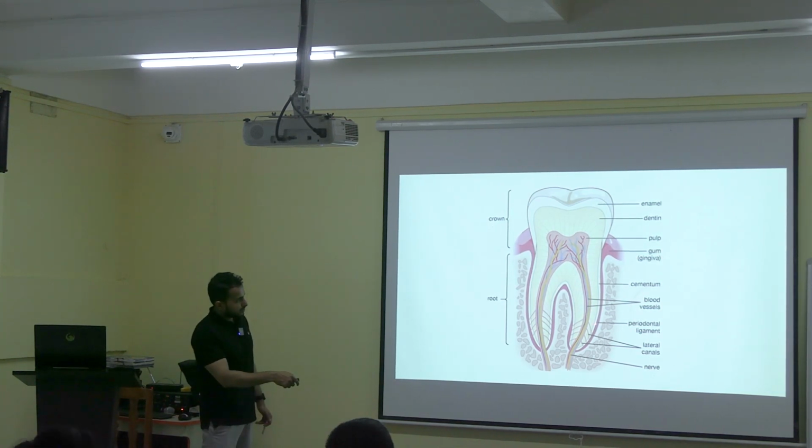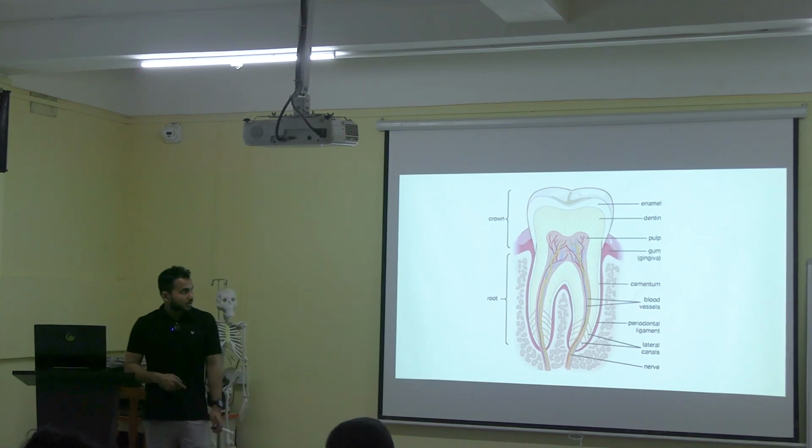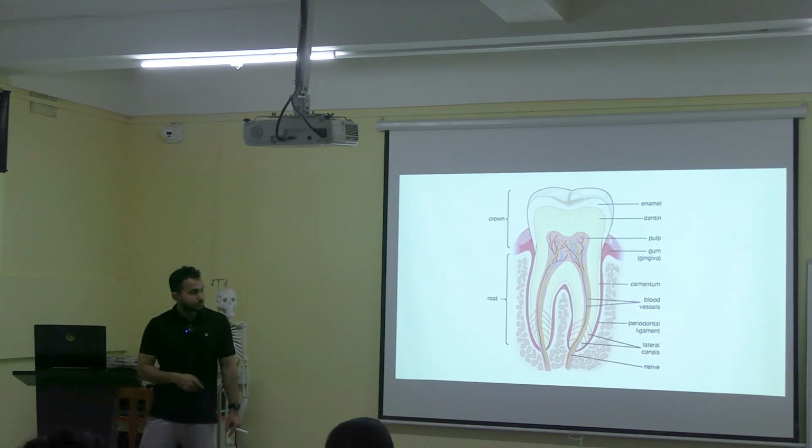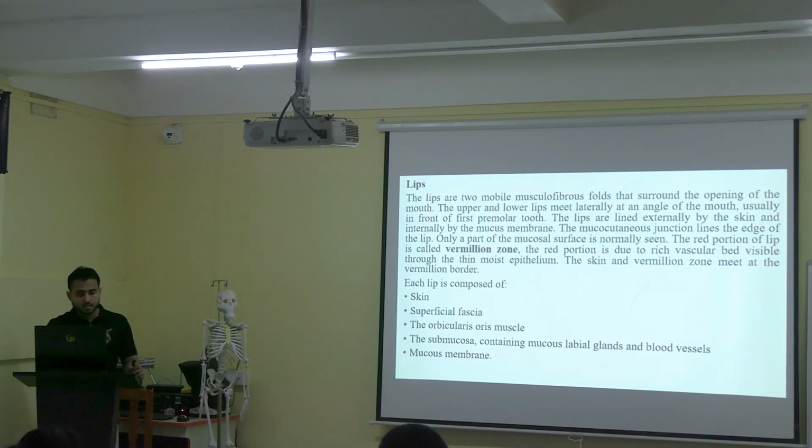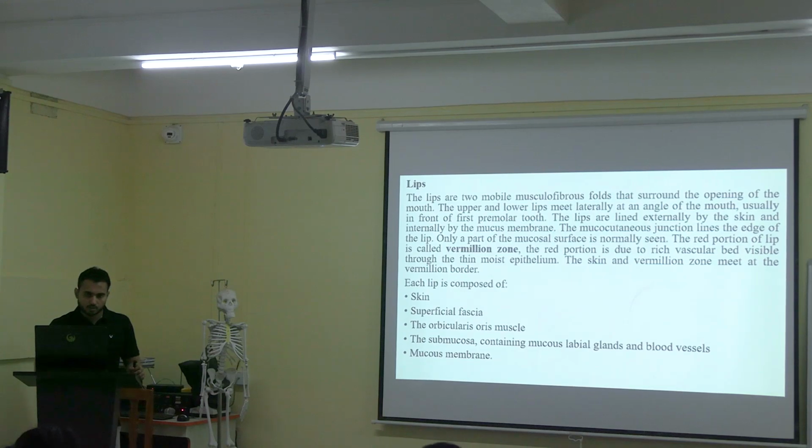Now can you see the periodontal ligament? These are the periodontal ligament, and you can see the cementum also. So that is all about the tooth. Next structure is the lip, the microscopic structure of the lip. Before that, you have to know the basic structure of the lip. So first we will discuss the basic structure, and then I will go to the microscopic structure of the lip.